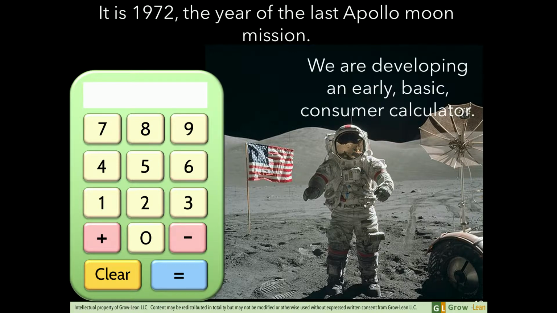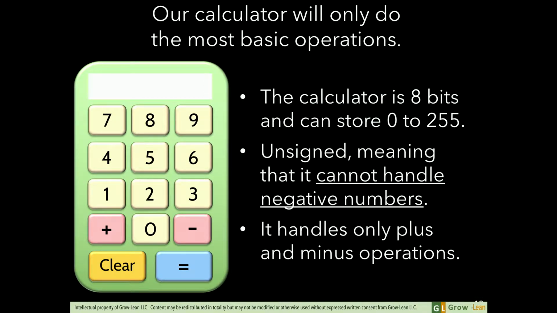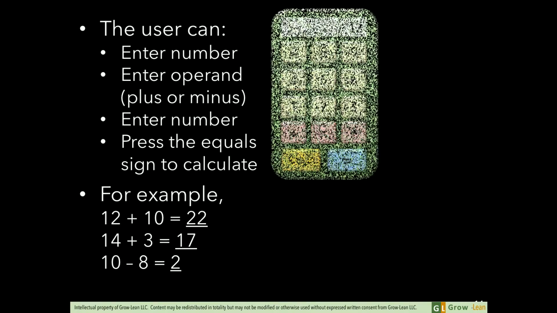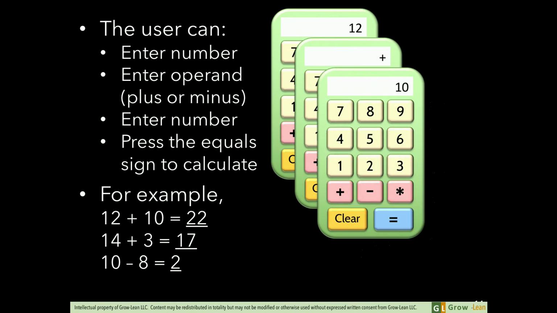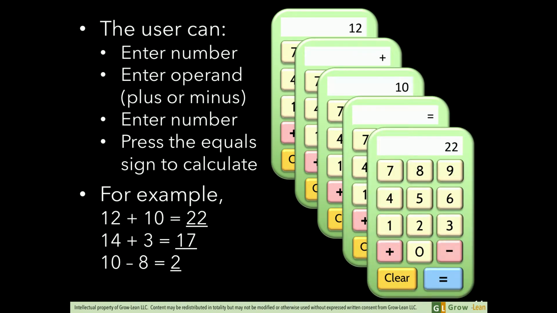256 things. So 0 to 255, unsigned, can't handle negative numbers. It only handles plus and minus operations. So, the user can say 12 plus 10 equals 22. Basic calculator. Very, very simple.